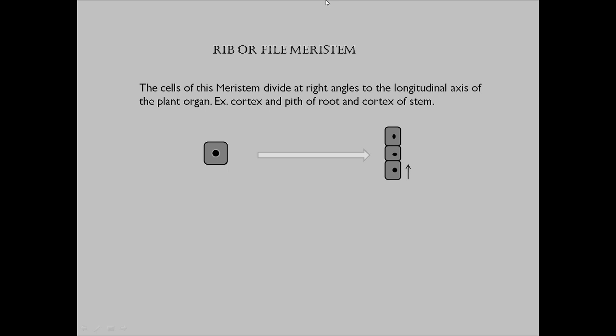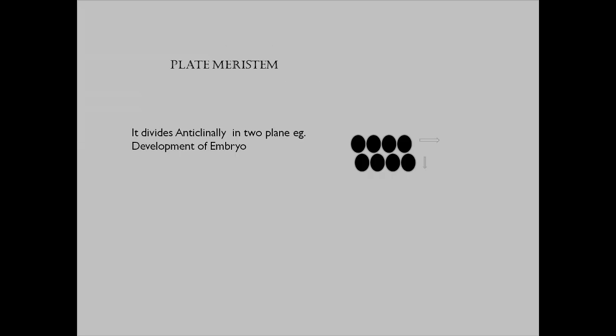Next is the rib meristem. It divides anticlinally in only one plane. If it is one plane, a column-like structure is formed. It means the cell divides either this side or this side, only in one direction. That is known as the rib meristem. Examples of rib meristem are the cortex and pith of roots and the cortex of stem.